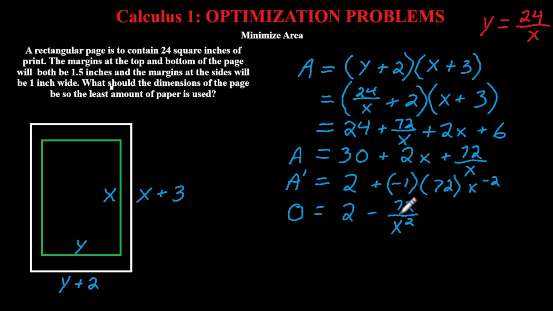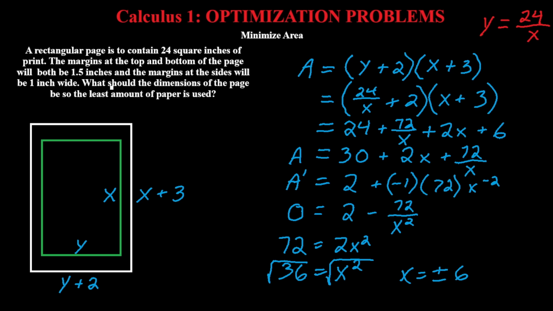So I'm going to solve this equation for x. So first thing I'll do is move the 72 over x squared to the left side, which equals 2. And then I'm going to multiply both sides by x squared. I then divide both sides by 2. And taking the square root of both sides, I get x equals positive negative 6, but we're going to take away the negative, so x must equal positive 6.